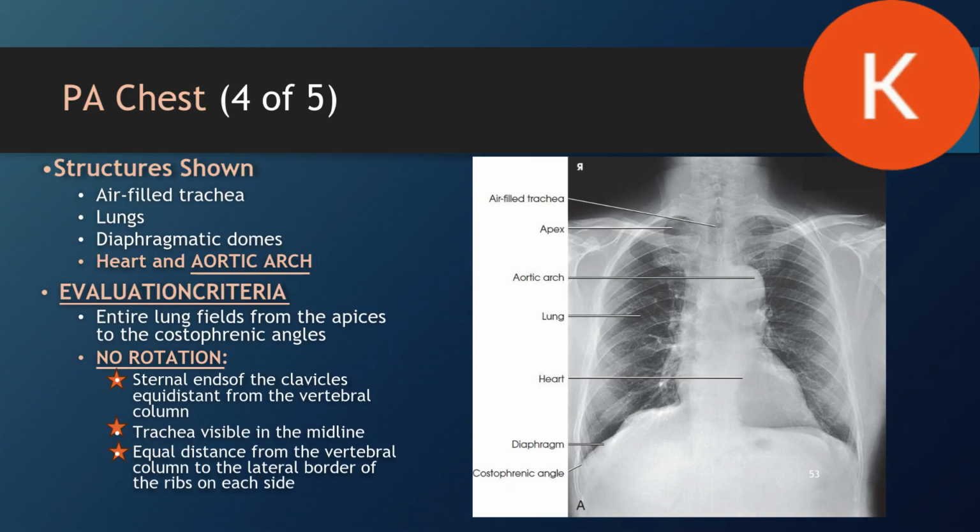Evaluation criteria: the entire lung fields from the apices to the costophrenic angles need to be shown. There should be no rotation. How do we make sure the patient is not rotated for their chest x-ray? The sternal ends of the clavicles should be equidistant from the vertebral column. Where the clavicles meet in the middle, they have to be equidistant from the vertebral column. The trachea should be visible in the midline, equidistant from the vertebral column to the lateral border of the ribs on each side. So when we look from the middle to the lateral border of the ribs, it should look equidistant.